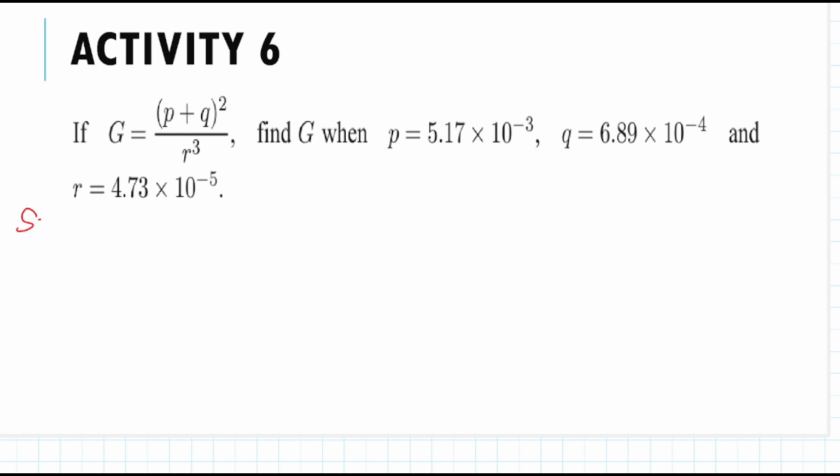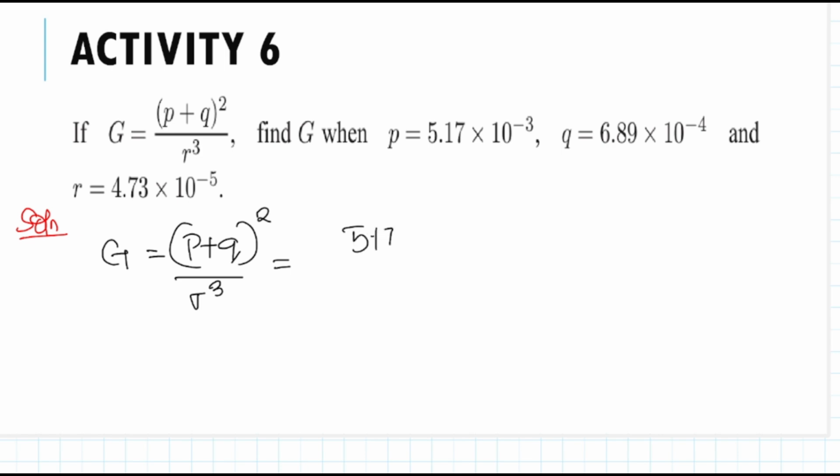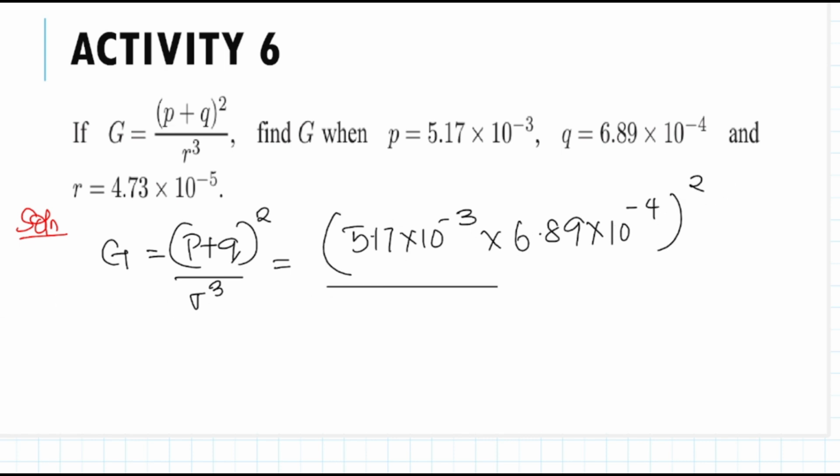Okay, first, if we write out what we have, G, write down the formula, raised to power 2 all over r cube, and then you start substituting the value. P is 5.17 times 10 raised to power minus 3. Q is 6.89 times 10 raised to power minus 4. Close bracket, all squared, all over, we have all over r cube.